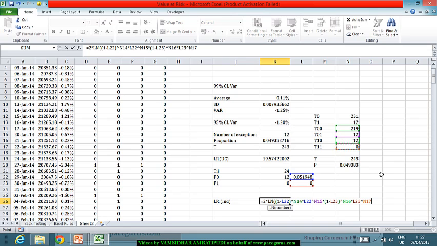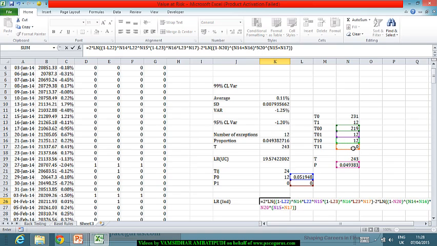This is one term, minus 2 times, if they are independent, 2 times logarithm of 1 minus the combined P to the power of, because we are talking about no exception, T00 plus T10, no exception on a particular day, multiplied by the combined P to the power of exceptions T01 plus T11.